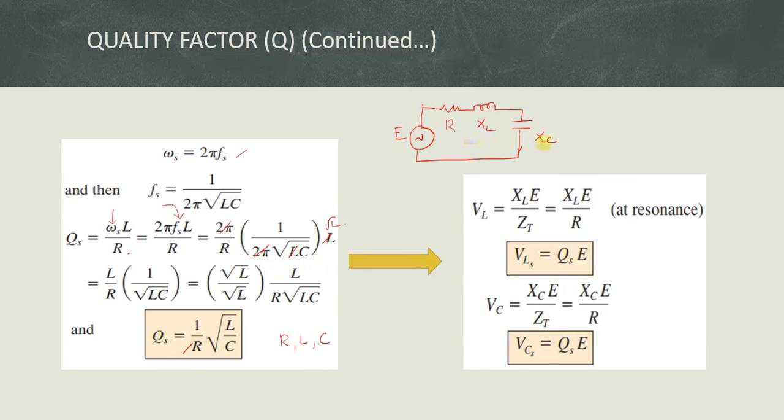Just apply the voltage division technique. If I want to find out the value of VL, according to the voltage division technique, it is equal to the corresponding resistance divided by the total resistance, which is ZT, into the total voltage E. We know that at resonance condition ZT is equal to R, so I replace it by R. So this XL by R is called QS.